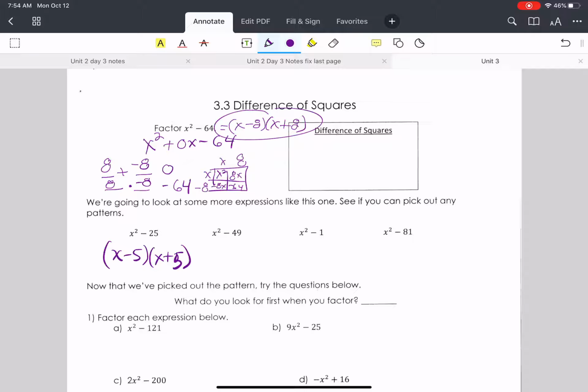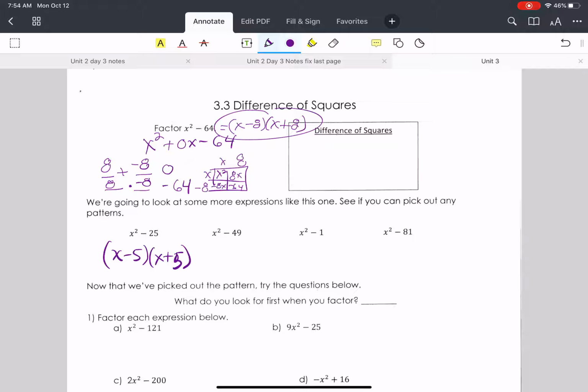I can't distribute a squared, right? So this being multiplied out would be x minus 5 times x minus 5. Now, if I multiply that out, notice that my middle term isn't going to add to 0, right? It's going to be negative 10x. For it to add to 0, one has to be positive and one has to be negative. Okay? Good.